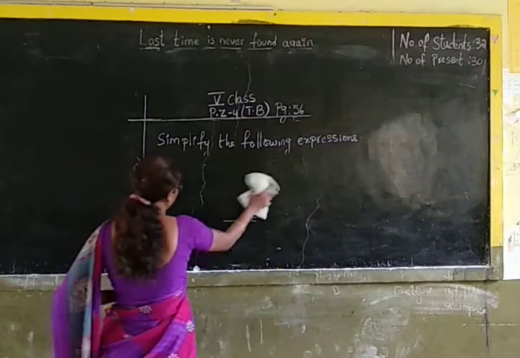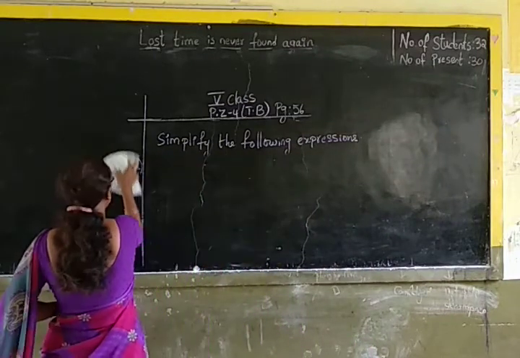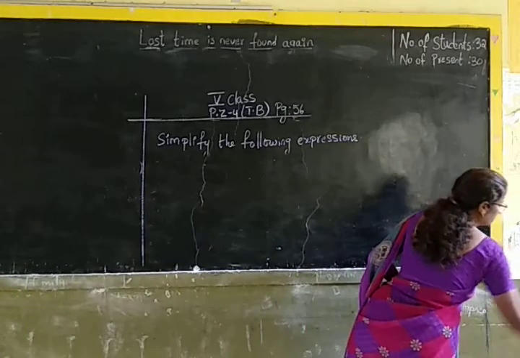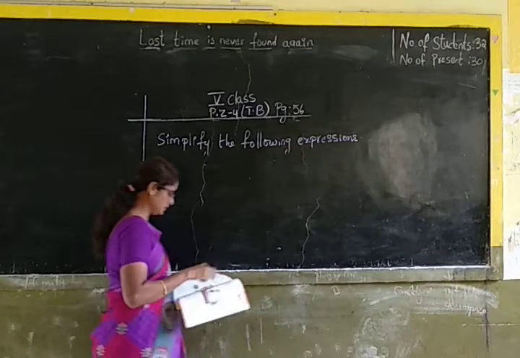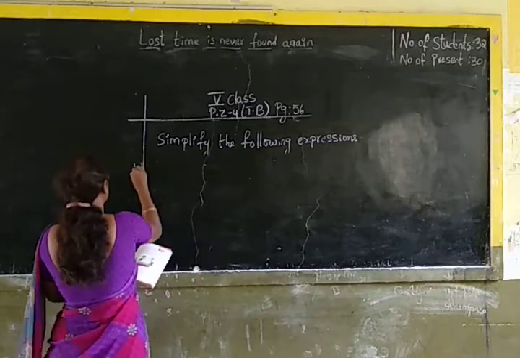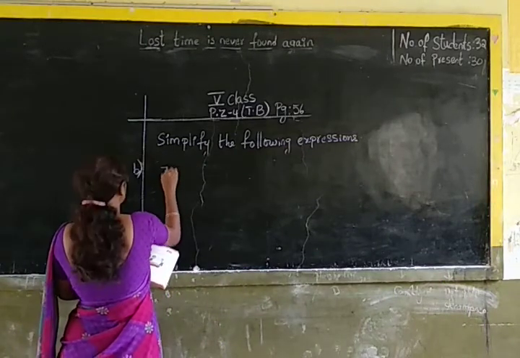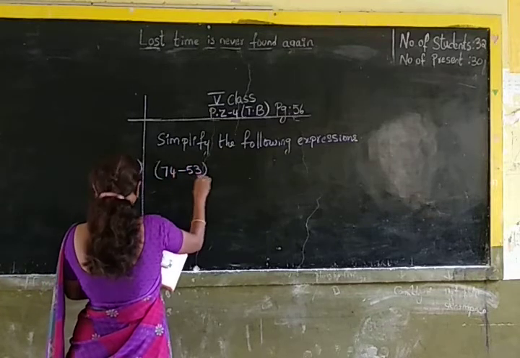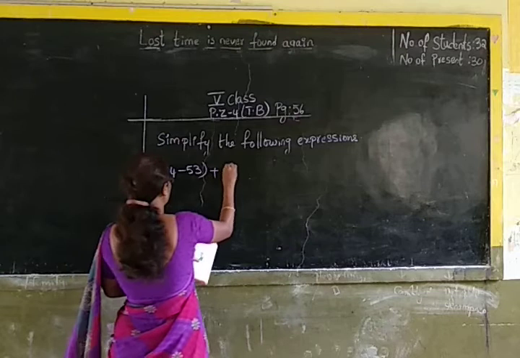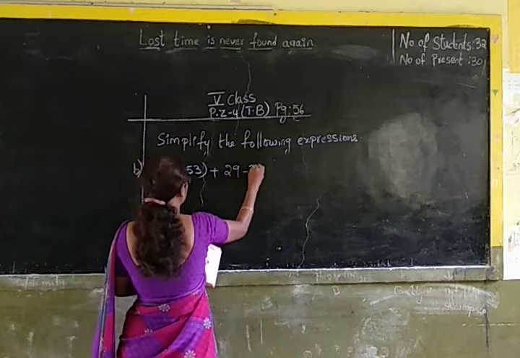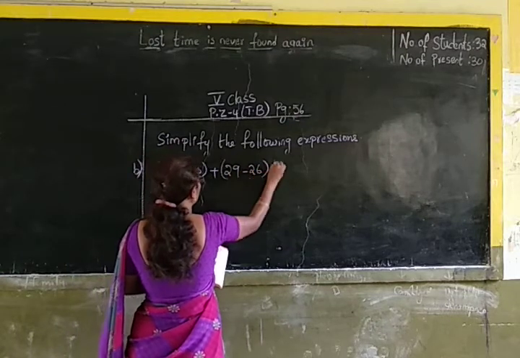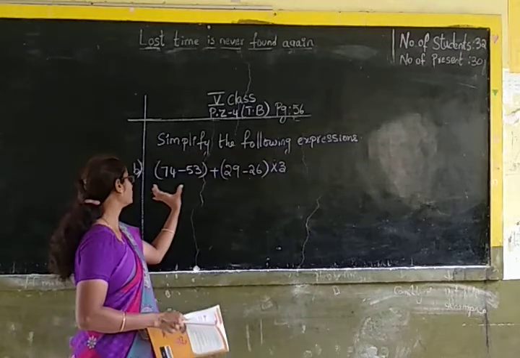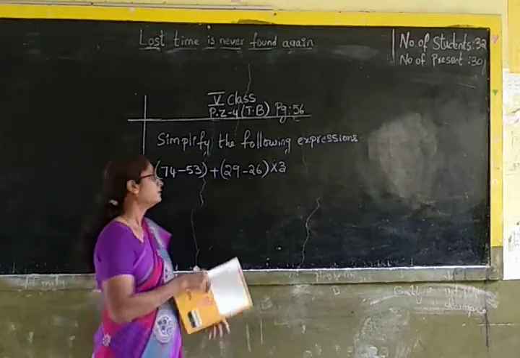Did you understand children? First you have to solve the terms in the bracket and afterwards you have to solve the numbers which are outside of the bracket. Now let us do the second sum, that is B sum. (74 minus 53) plus (29 minus 26) into 3. So first what you have to do? First you have to solve the terms in the bracket.